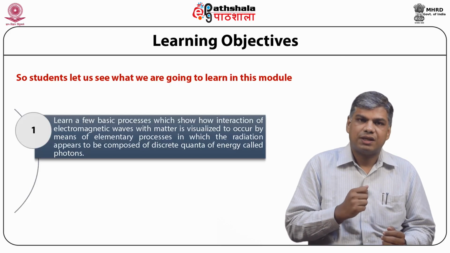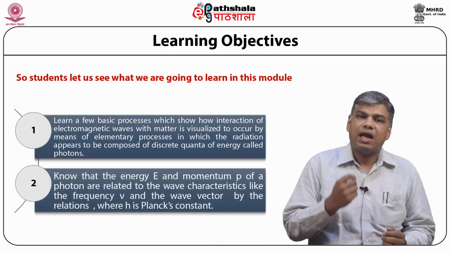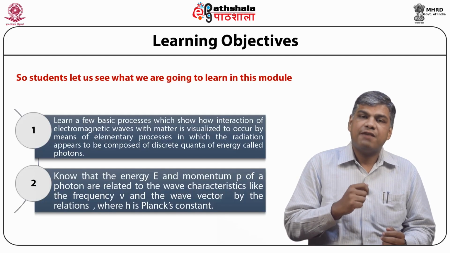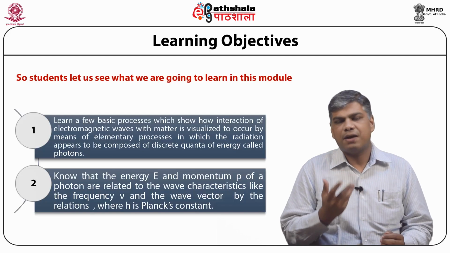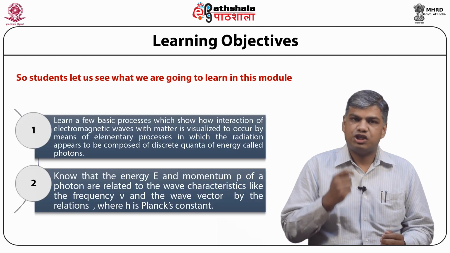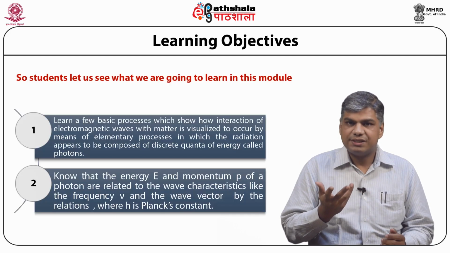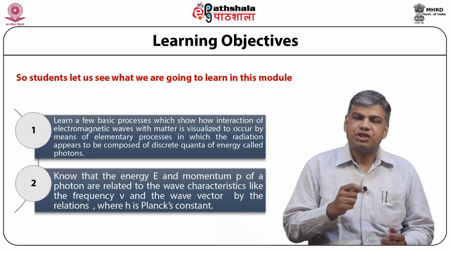called photons. Secondly, know that the energy E and the momentum P of a photon are related to the wave characteristics like the frequency mu and the wave number k by the relations E is equal to h mu and vector P is equal to h cross vector k, where h is the Planck's constant and h cross is equal to h by 2 pi.